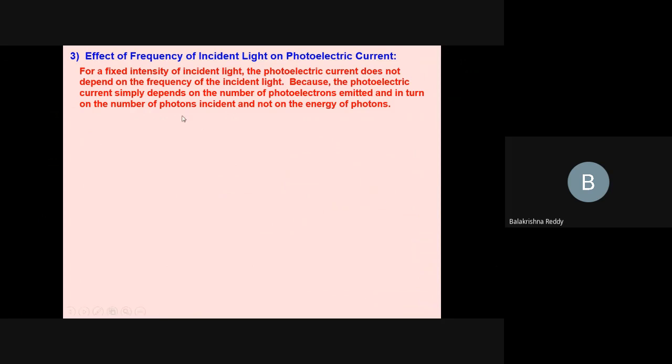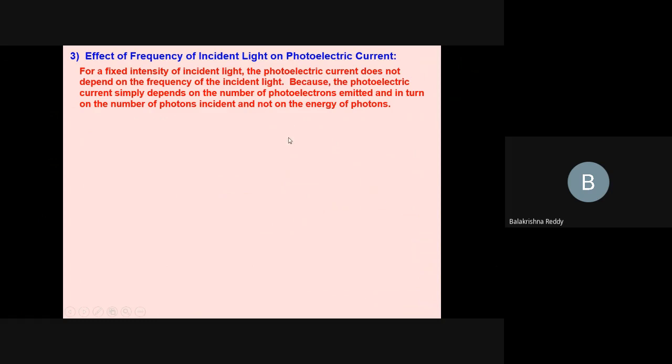It depends on the number of photons incident and not on the energy of photons. If more photoelectrons are emitted, that easily depends on the intensity of incident light. It does not depend on the energy.